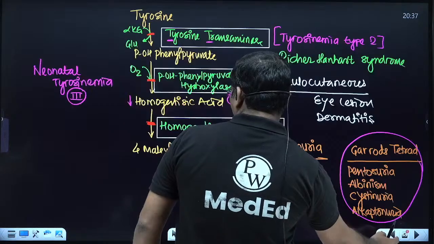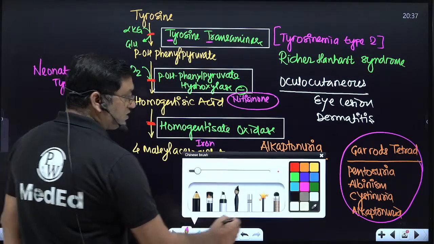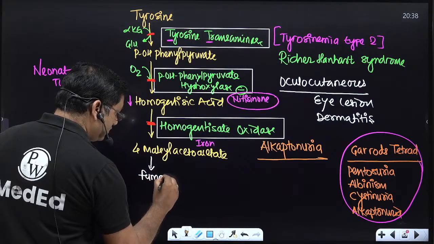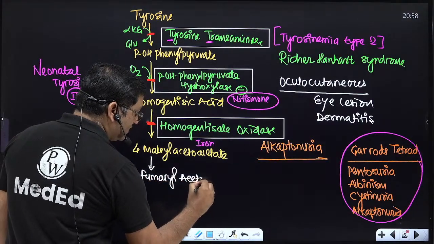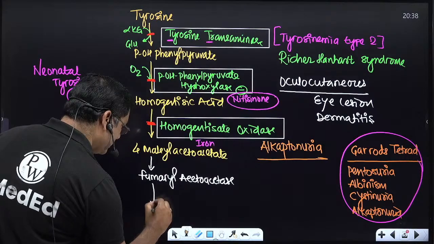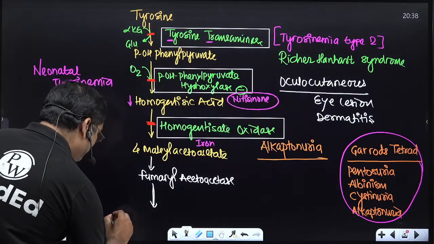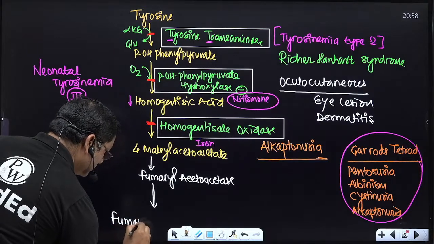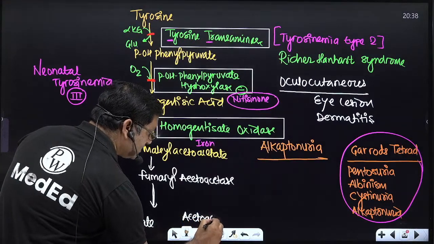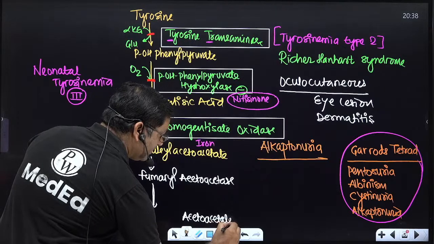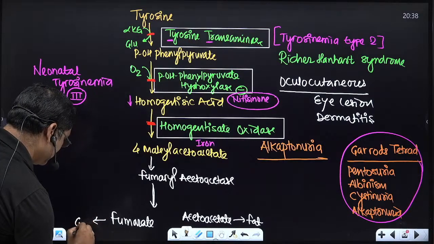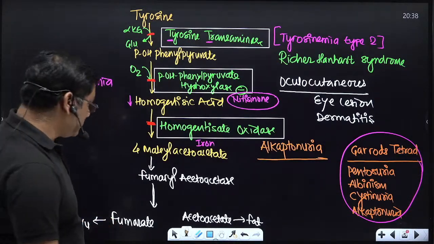Now see the pathway again. 4-maleylacetoacetate is converted into fumarylacetoacetate, and fumarylacetoacetate is hydrolyzed by fumarylacetoacetate hydrolase and converted into fumarate and acetoacetate. Fumarate will give you glucose through the TCA cycle and gluconeogenesis, and acetoacetate will give you fat.